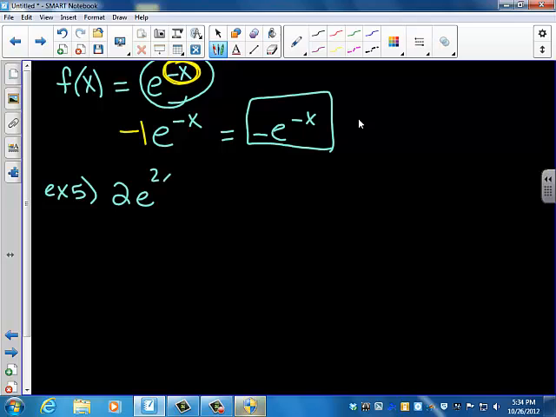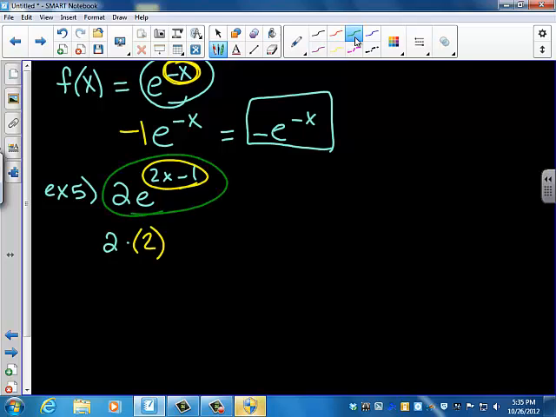2e to the 2x minus 1. Well, again, my 2 just kind of stays where it is. So 2 times, and then we take the derivative of the inside, which is right here. So the derivative of 2x minus 1 is just 2. Okay. Now we're going to do the derivative of the entire thing.